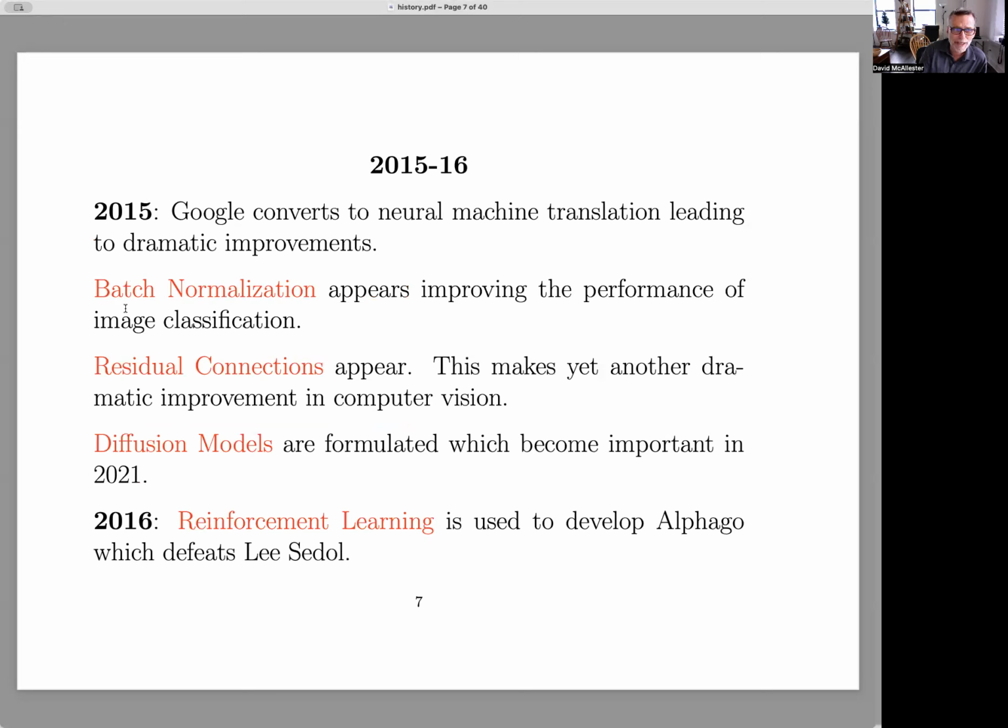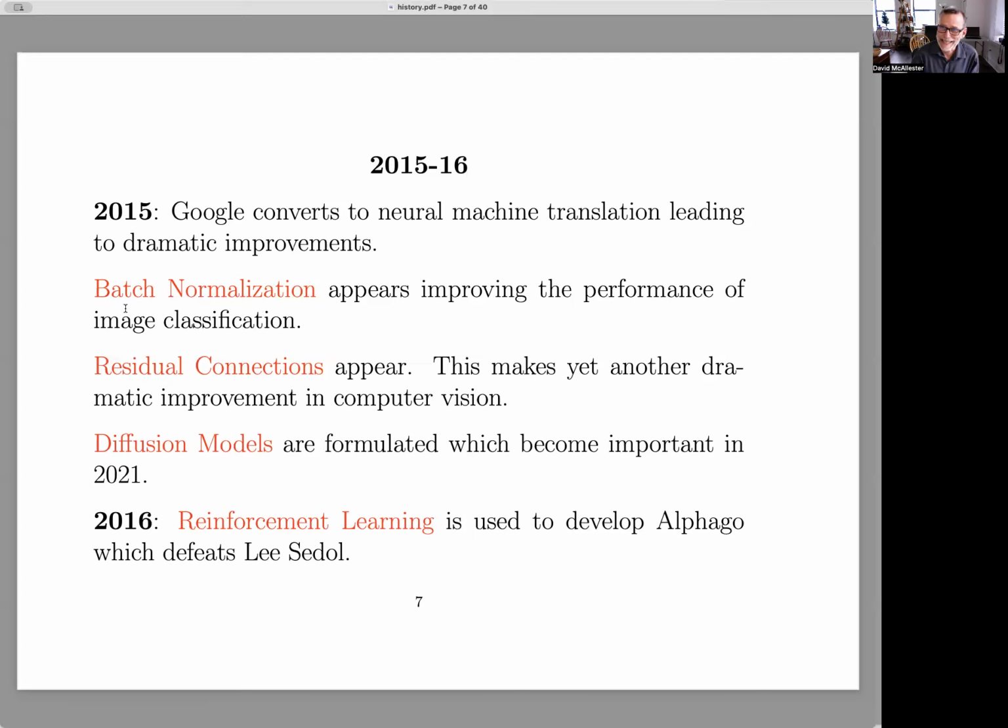So in 2015, Google converts to deep learning in machine translation. There were whole groups at Google that had been doing machine translation for decades that were told they had to convert to deep learning, and they were not happy. Batch normalization appears. We'll be talking about batch normalization. Residual connections appear. We'll be talking about residual connections. Diffusion models appear. Now, this was a very early paper on diffusion models. Diffusion models did not enter the mainstream for several more years, but the first paper appears in 2015.